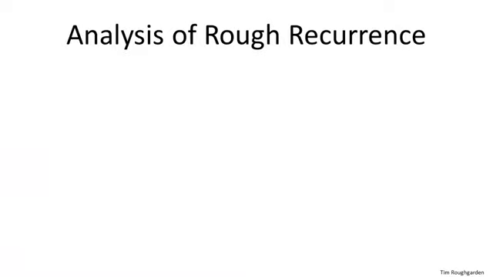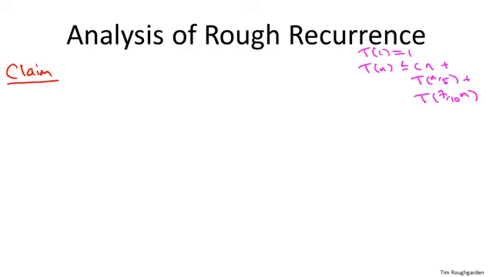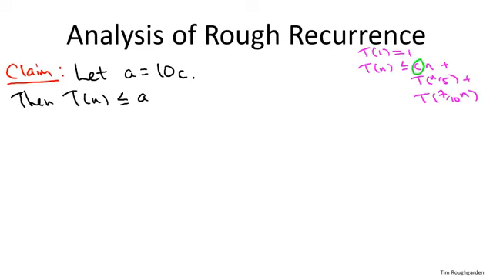So the precise claim that I'm going to prove is the following. I'm going to go ahead and choose the constant a. Remember, all we need is some constant a, no matter how big, as long as it's independent of n. That'll give us the big O of n time. So I'm actually going to tell you what a I'm going to use for convenience. I'm going to choose a to be 10c. Now what is c?